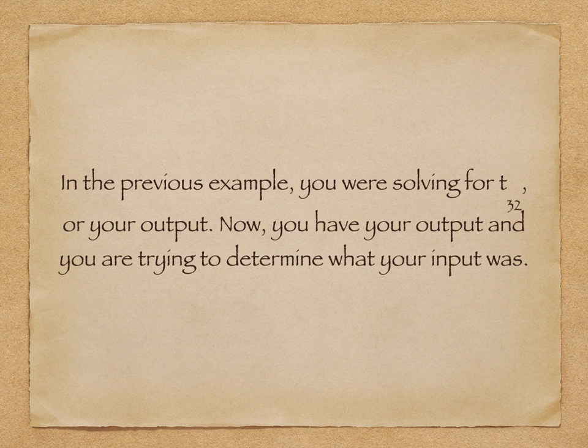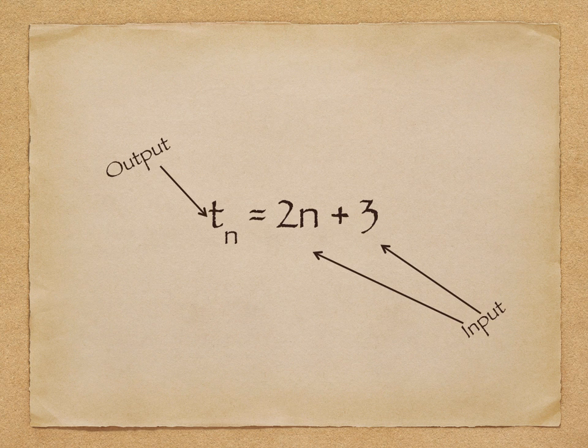So let's take a look at this. So here's our formula. Our output is going to be on the left side of the equation. Our input is going to be on the right side. So last time we were solving for the left side of the equation using the right side. This time we're solving for the right side of the equation using the left side. Let's take a look.